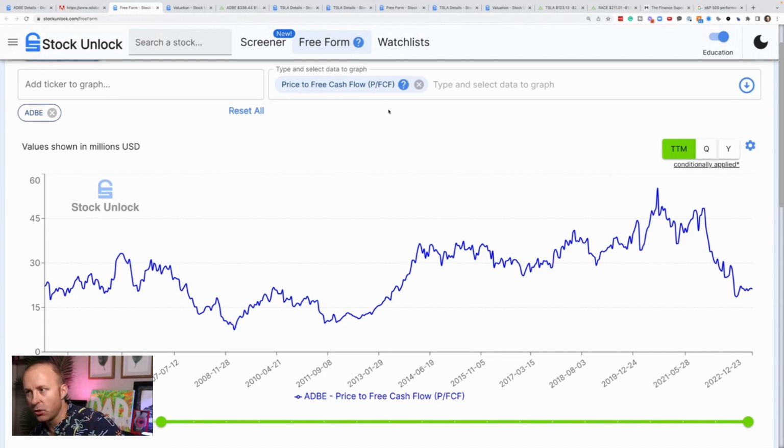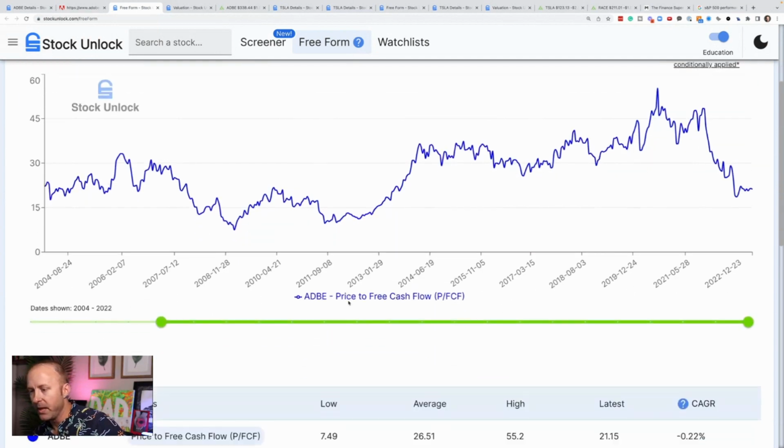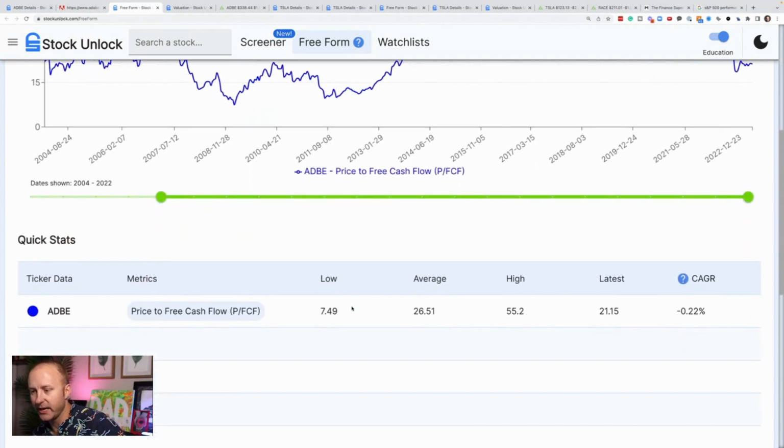the stock. So what we have here is a chart of the price to free cash flow since 2004. And down here, if we scroll down, we can see it's traded at a low of 7.5. The average has been 26.51, a high, which is ridiculous, at 55, and then currently it's at 21.15. So if we look at its average over this time of 26 and its latest of 21, I like to see that below its average, right?